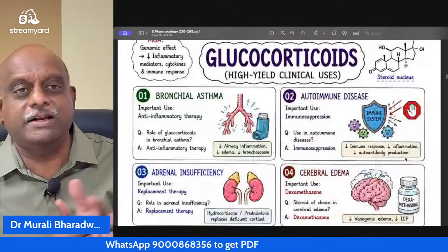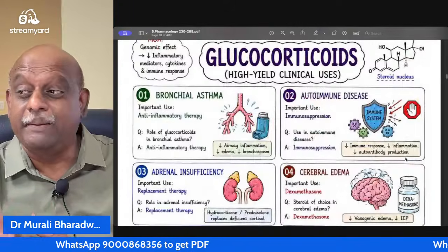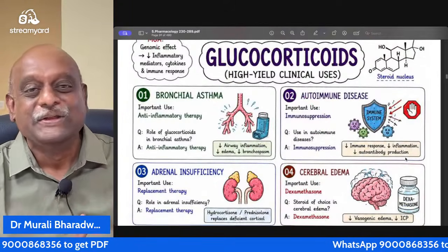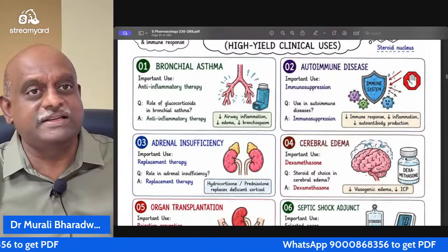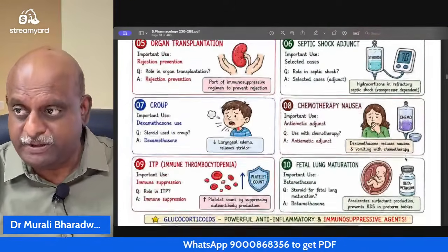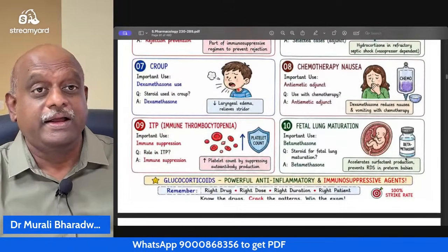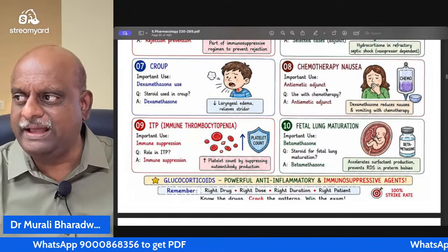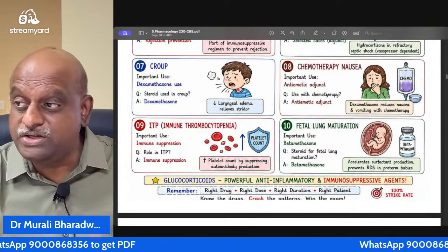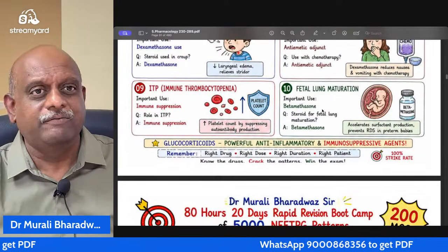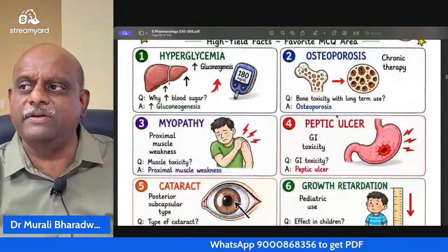So where do we use, doctor? Better ask a question where we don't use. So bronchial asthma, autoimmune diseases, adrenal insufficiency, cerebral edema, organ transplant, septic shock adjunct, in chemotherapy, whenever the patient is having nausea, it is a good adjunct to the antiemetics, steroid. In ITP, for fetal lung maturation in preterm we give.